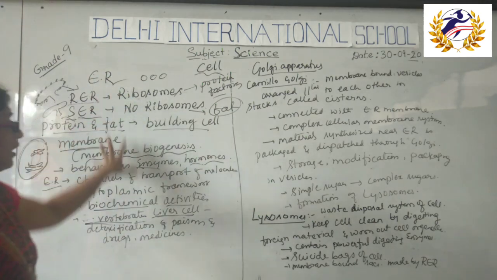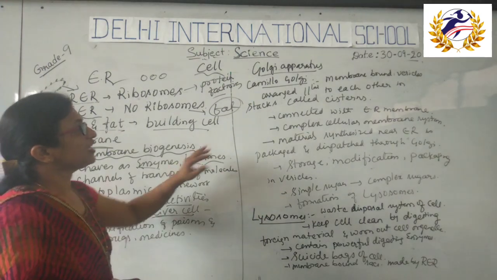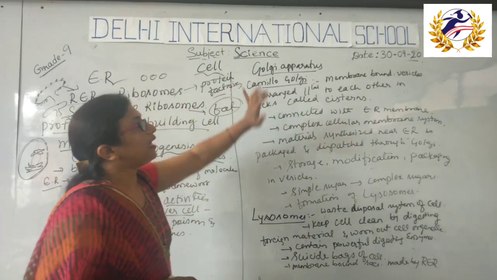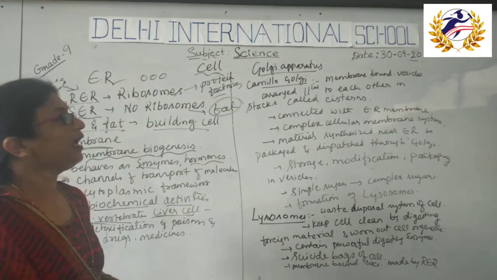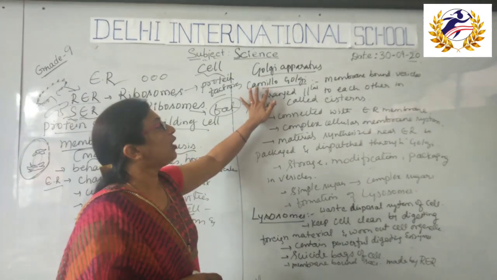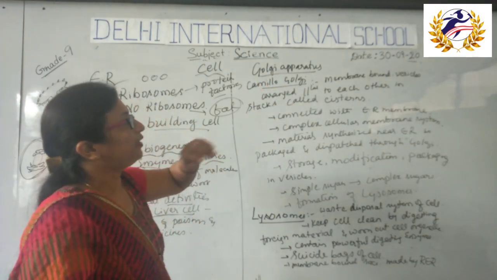Okay, so these are the functions of the endoplasmic reticulum and its types. Next we will move on to another cell organelle, that is the Golgi apparatus. Camillo Golgi is the person who discovered this apparatus.